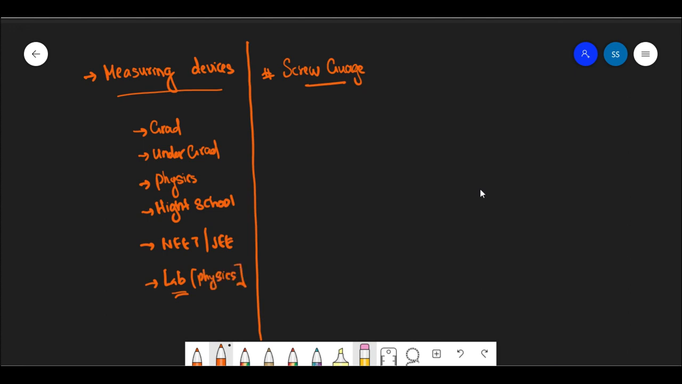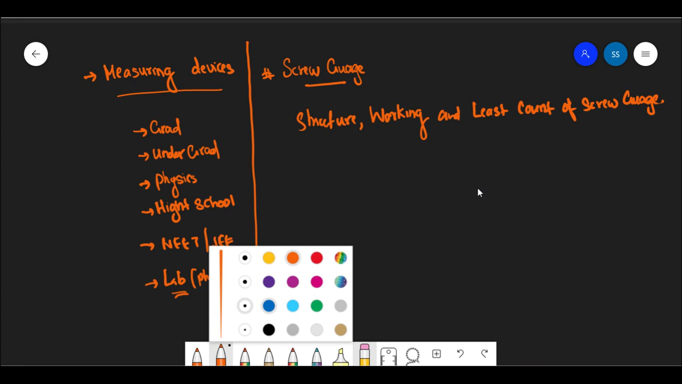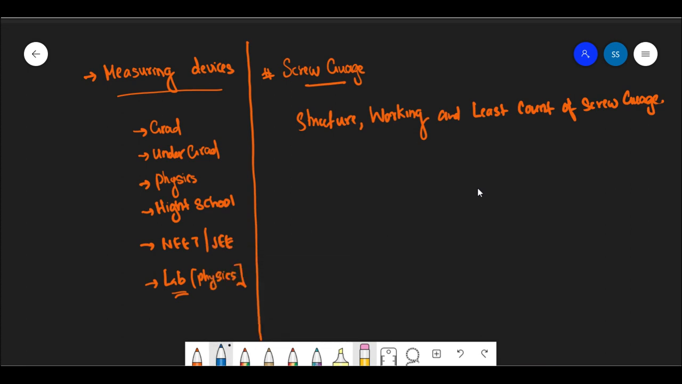So yes, today's topic is basically the structure, the working, and something called the least count of the screw gauge. I will try my level best to make you understand the concept as simply as possible. So first of all, we will discuss what a screw gauge is. We'll go through the definition of it.